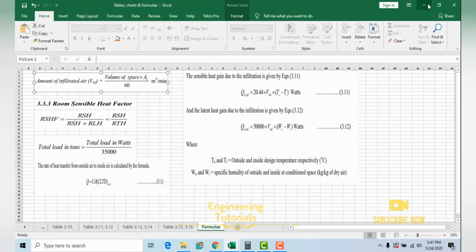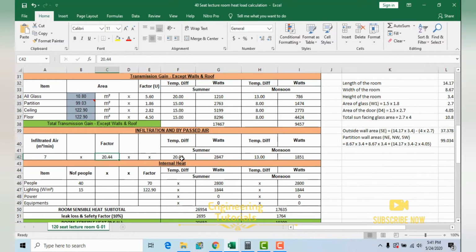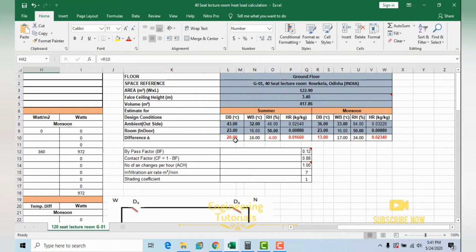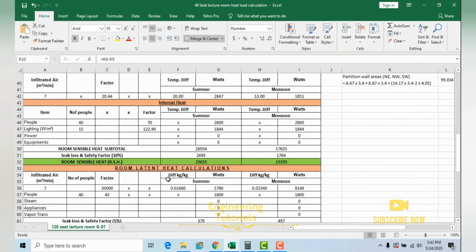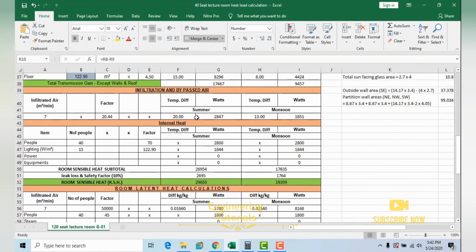So this is the formula, 20.44, and the temperature difference is the same for summer and monsoon. We already know that it is 20 for summer and 13 for monsoon. So you need to multiply V infiltration into 20.44 into the temperature difference. You will get the infiltration load for summer and for monsoon with delta T.